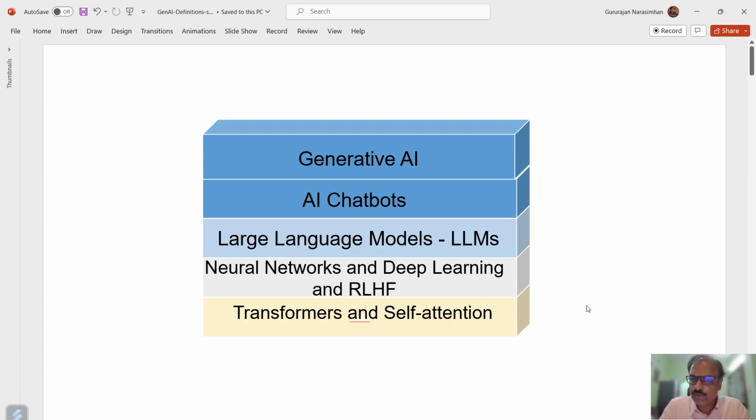So I hope you understood the different layers that are peeled one by one to understand the idea behind generative AI. Let's look at another video to understand the nuances of each of these terms of generative AI.